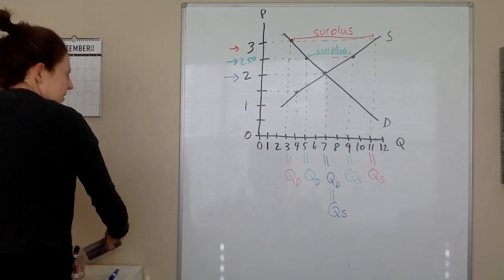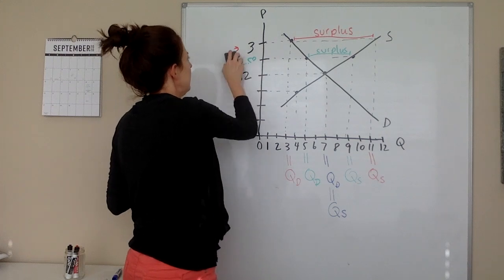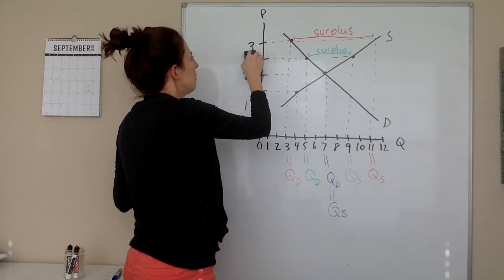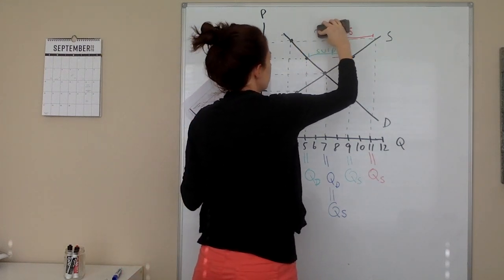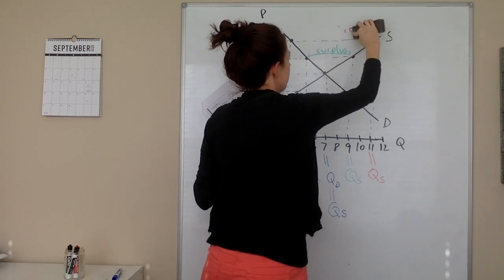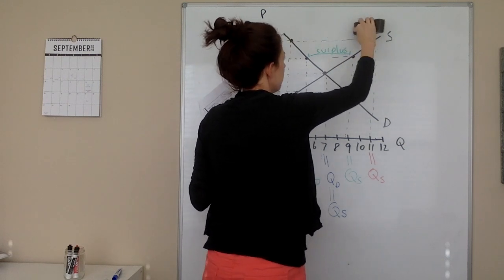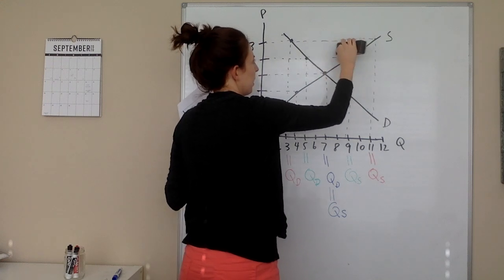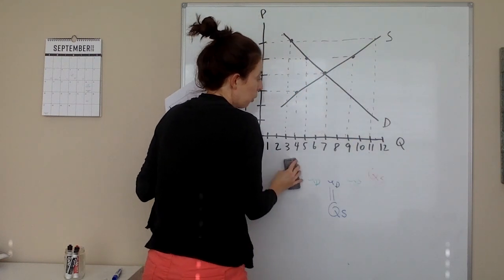Okay, so that's surplus. What would have happened if instead of the price starting out at a level that's above the equilibrium, suppose the market just started from a situation where the price started out lower than what it should be.